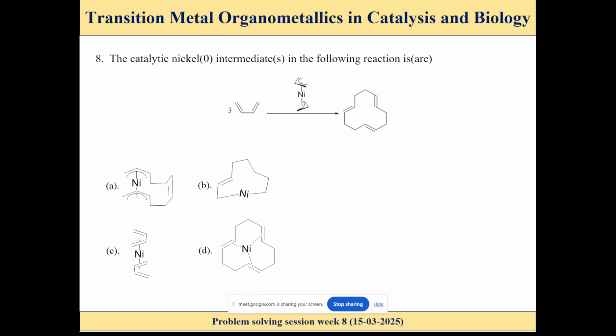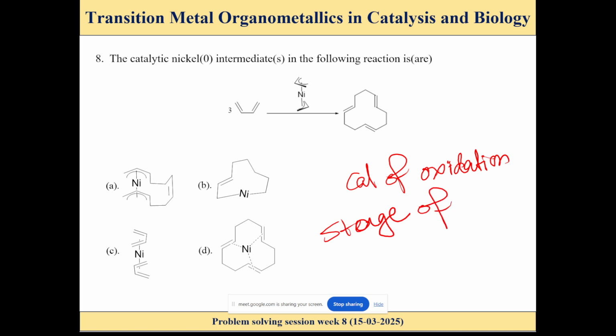Next question is, the catalytic nickel zero intermediate in the following reaction is or are. So the nickel zero intermediate for this reaction will be, so here you can easily do this by the calculation of the oxidation state of nickel. You can easily calculate and say.